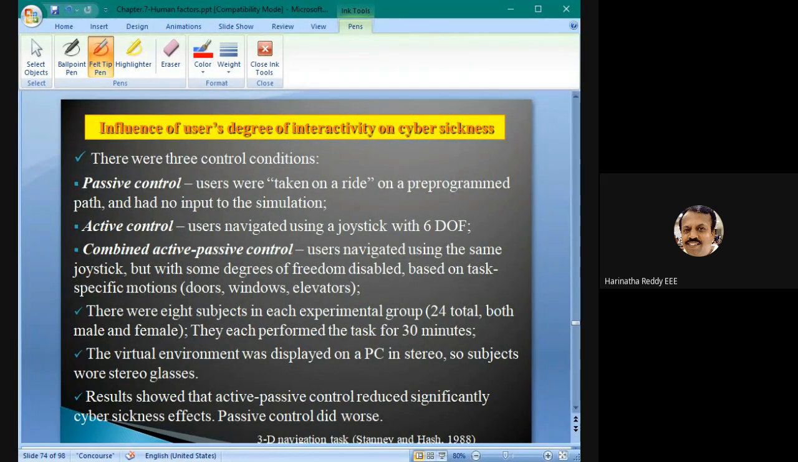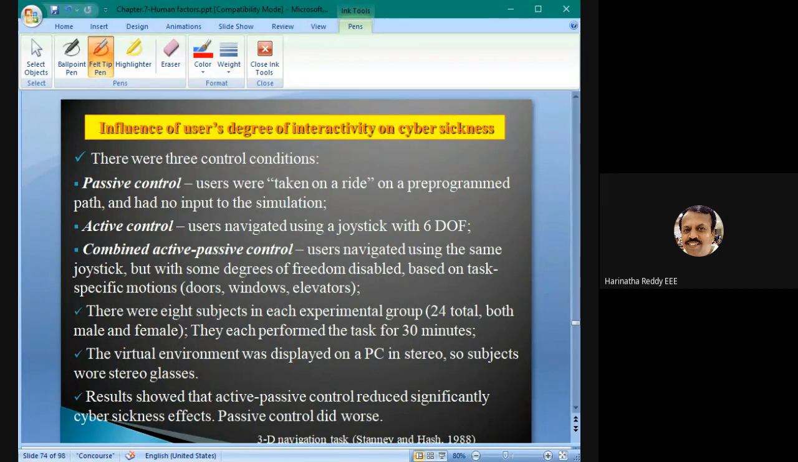So here different controls were used in order to complete the task. What is the task that is taken here? Navigation through a virtual maze. So what are the different controls here? The controls are passive control, active control, combined active passive control. So like this, three different control methods have been employed. Is it clear? So these three control methods were used by these two groups.